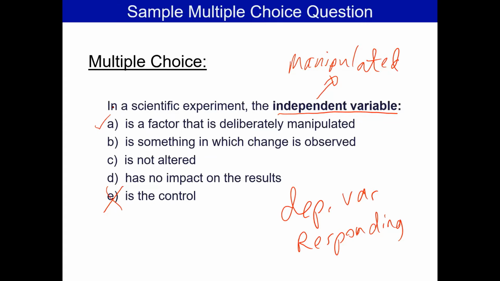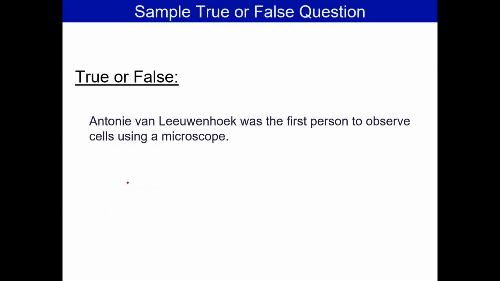Something which a change is observed. No, that's the dependent variable. It's not altered. No, variable means you're changing something. Has no impact on the results. Of course it doesn't. Oh, that one's wrong. And there's the correct answer.